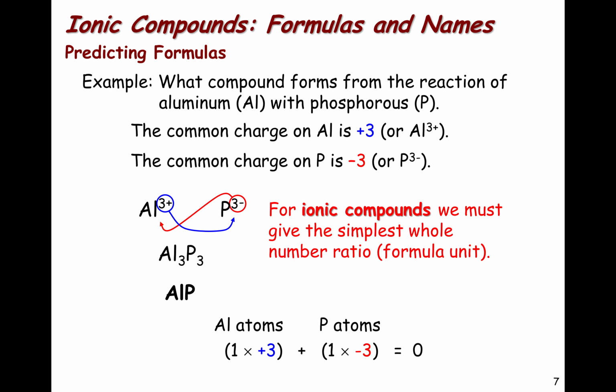So, if we have 1 aluminum 3+, which gives a total of 3 positives, and 1 phosphide, which is 3-, we have a total of 3 negatives. Add those together, we end up having 0 net charge.